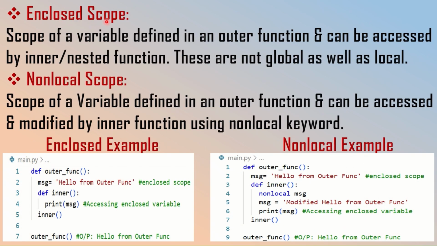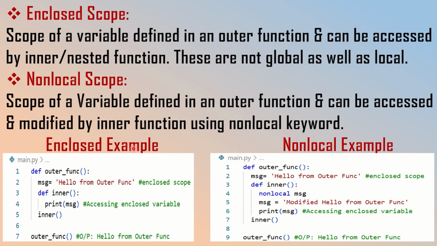And the third type of scope is the enclosure scope. Enclosure scope allows you to declare the scope of a variable that is defined in an outer function, which can be accessed by the inner or nested function. So simply, if you want to access variables that are declared in an outer function inside inner functions, then you can go for enclosure scope. Those variables are not global or local; the variables declared in the outer function are enclosed in that outer function. If an inner function wants to access them, that comes under enclosure scope.